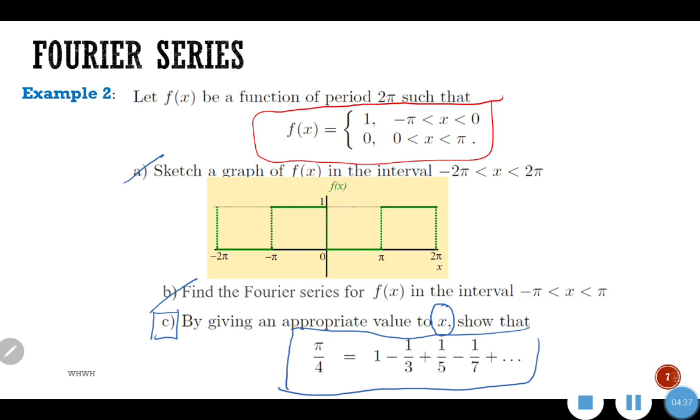Okay, we need to make a guess here sebenarnya, but there is a way how to make a guess here, where the value of x that will give us the series equation turn out to be pi over 4 equals to 1 minus 1 over 3 plus 1 over 5 minus 1 over 7 plus dot. Okay.